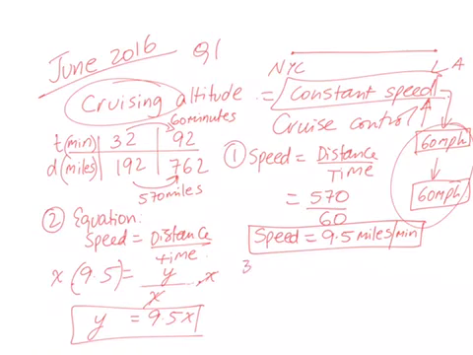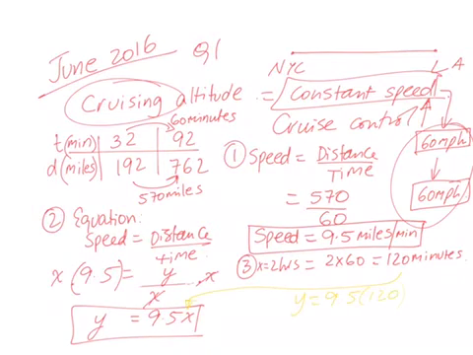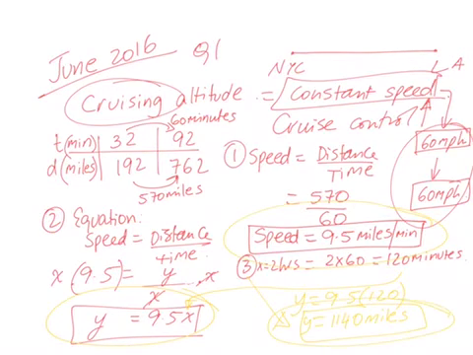Let's do the third part. They're saying that the plane is flying for 2 hours, which is 120 minutes, right, 2 times 60 is 120 minutes. So we can plug the 120 in as x in the formula we just found. Y is equal to 9.5 times 120, and we end up getting 1140 miles. This is the distance covered. So answer number 3 is done. Speed is 9.5, the equation is y equals 9.5x, and the distance covered by the plane in 2 hours is 1140 miles.